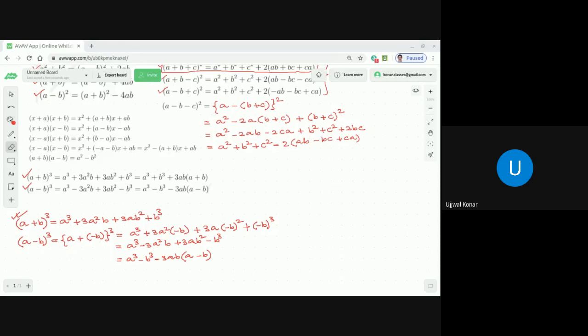Okay, the next set of formulas we are going to learn now is that a cube plus b cube, how we can express in terms of the product of two expressions and addition and subtraction of two expressions. So please have a look into it. I'm just going to put it here.